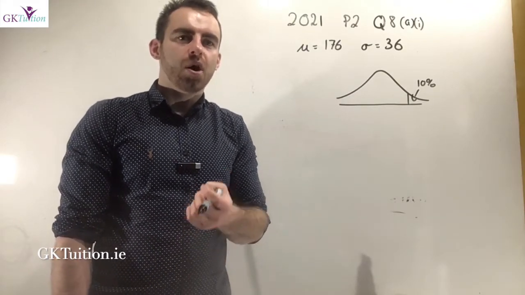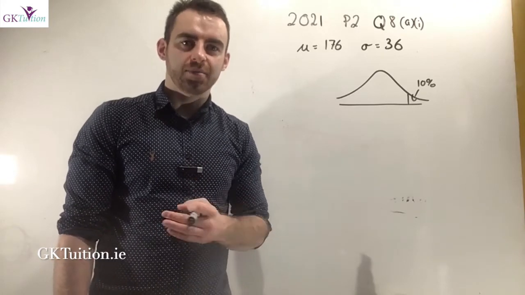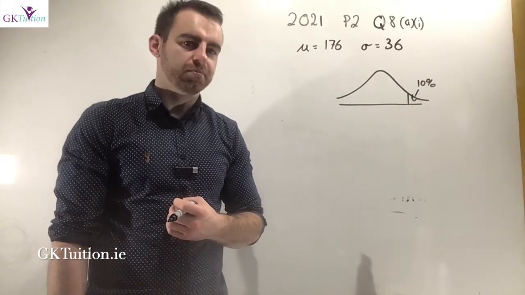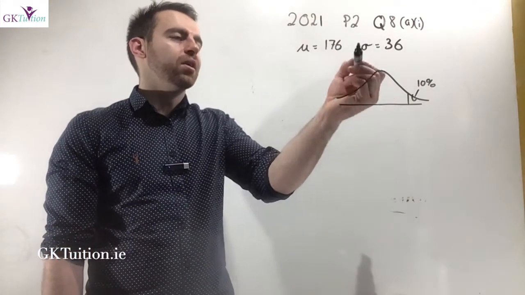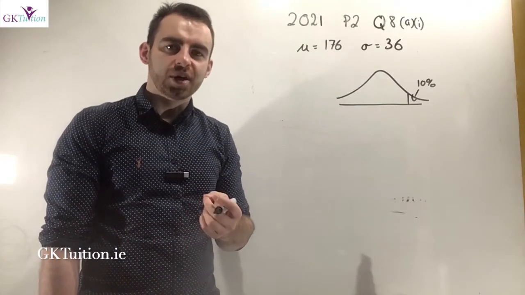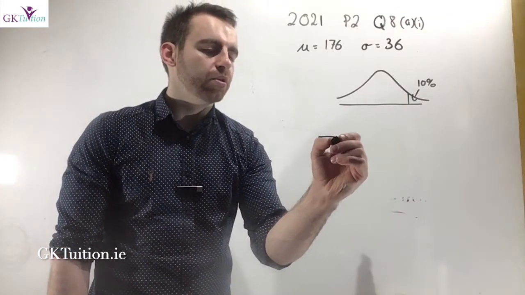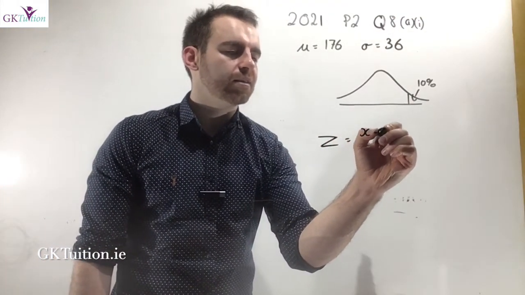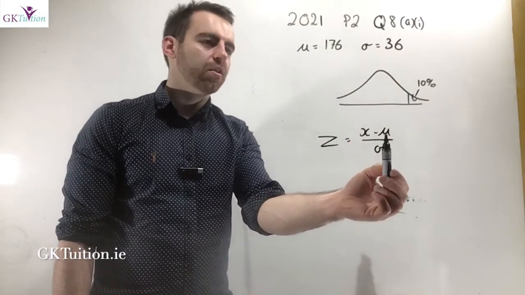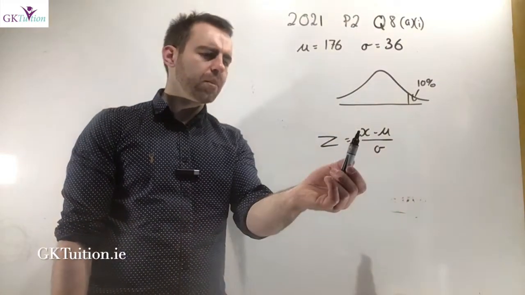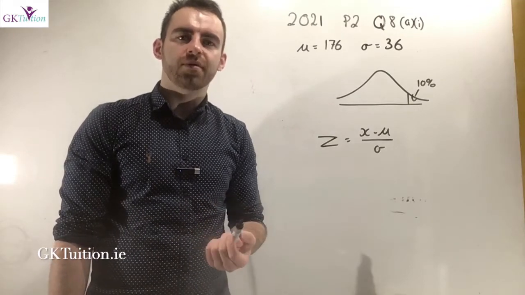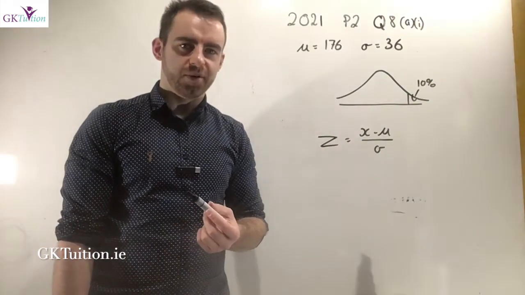We need to figure out what mark you need to get to be in the top 10%. So what's the minimum mark you need to get in order to qualify for this competition? I know what mu is and I know what sigma is. If we go to our maths tables, we're going to use our standardizing formula: z is equal to x minus mu divided by sigma. I know that sigma is 36 and mu is 176. X will be the mark that a student needs to get in order to qualify for the competition, and ultimately that's what I'm trying to find.